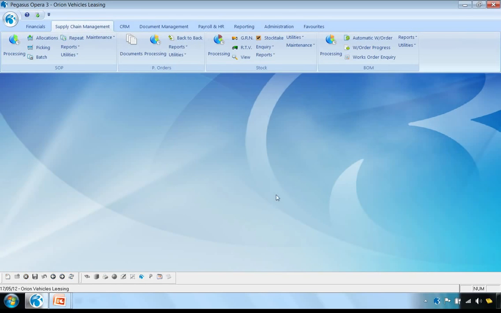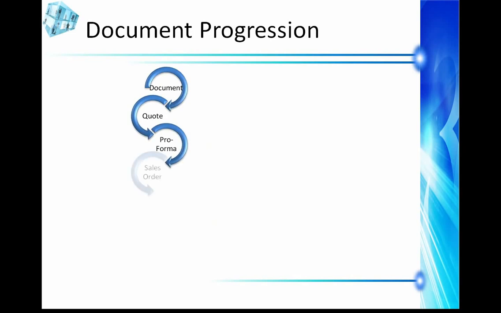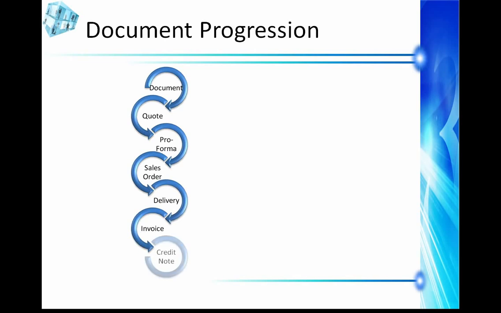Okay, let's go and have a look at sales order processing. Sales order processing is basically a document progression system from an initial document until it finally becomes an invoice. In Opera 3, a typical sequence might be a quote or a pro forma invoice to a sales order, then the sales order to a delivery note, and then finally the delivery note through to an invoice.